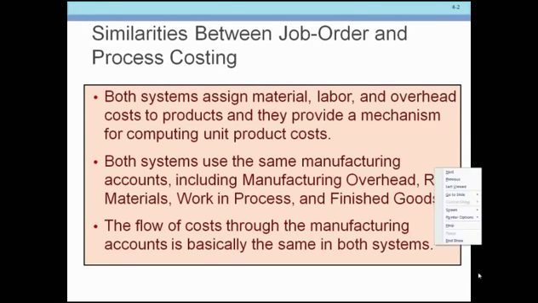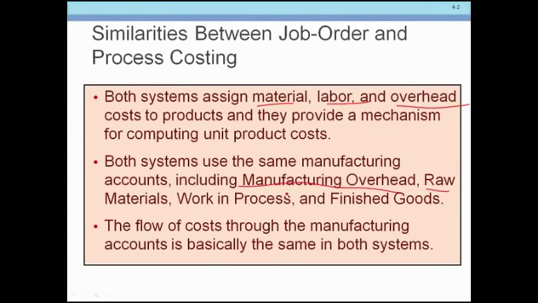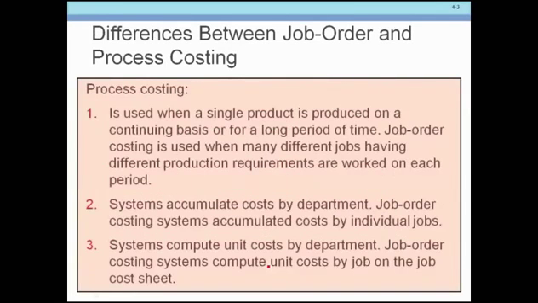So if you're using a process costing or job order costing system, you're going to incur material, labor, and overhead. Both systems use the same manufacturing accounts, such as manufacturing overhead, raw material, work in process, and finished goods. If you don't know what these terms are, go back to the previous chapter. The flow of cost through the manufacturing accounts is basically the same in both systems. We're going to see a picture shortly of how the flow of cost goes through the system.